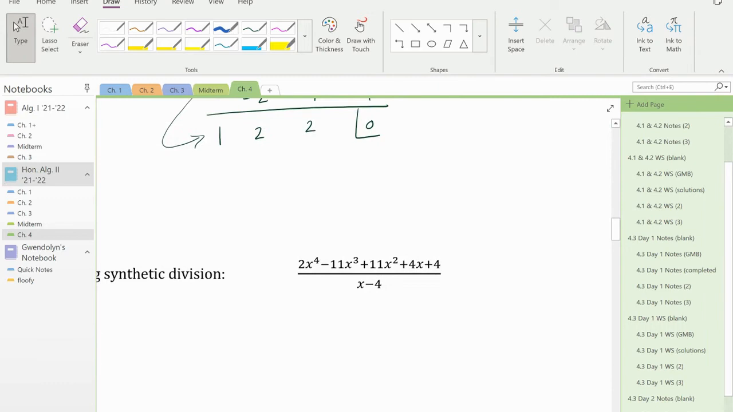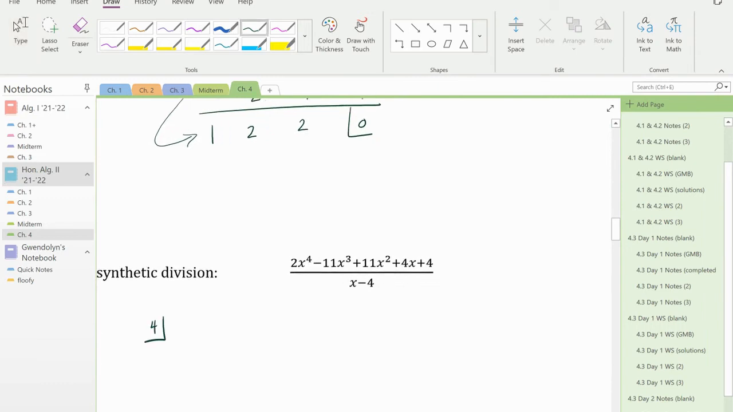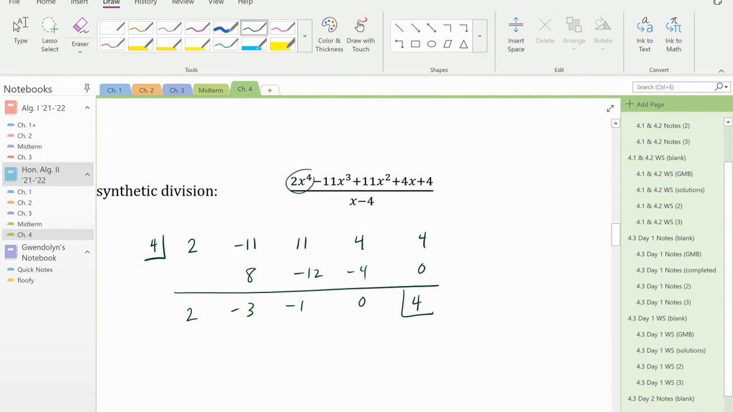Okay. All right, this one, divided by x minus 4, so I'm going to put a 4 in the box. That's what makes x minus 4 zero. 2 on the x to the fourth, negative 11 on the x cubed, 11 on the x squared, 4 on the x's, 4 on the constant. Drop it, multiply, add. Multiply, add. Multiply, add. Multiply, add. Remainder. Start out x to the fourth, you drop it a power, answer is 2x cubed minus 3x squared minus x plus 0 plus 4 out of that x minus 4.